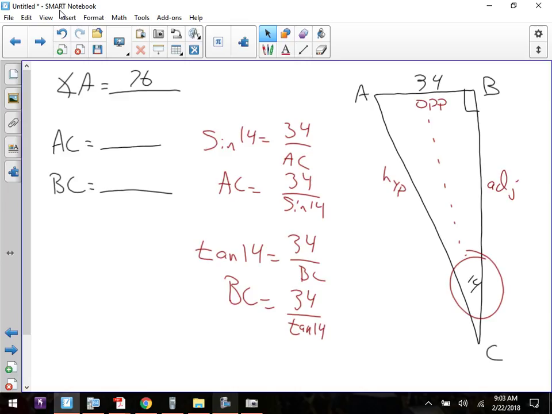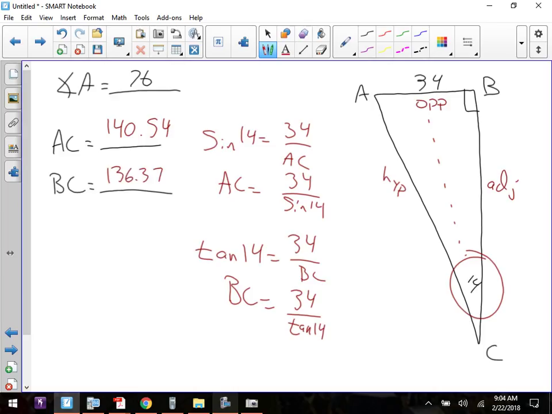I am getting, for AC, 140.54. Okay with that? And then for BC, oh, I did times. I was going to say something different, right? 136.37. Originally, I looked at my calculator and I had an answer of 8.48.